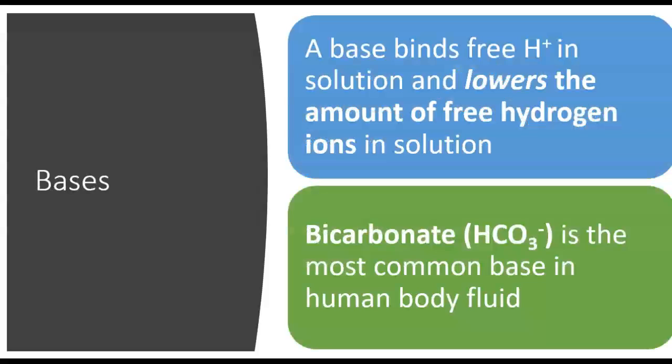A base binds free hydrogen ions in solution and lowers the amount of free hydrogen ions in the solution. So just the opposite of what we just said about acids, right? With bases, they lower the amount of free hydrogen ions, and we know that hydrogen ions are inversely related to pH. So if my hydrogen ions are lowering, that means my pH is going up, right? Depending on how out of whack we get, we can go higher than 7.45 and start becoming abnormal. Bicarbonate is the most common base in human body fluid.